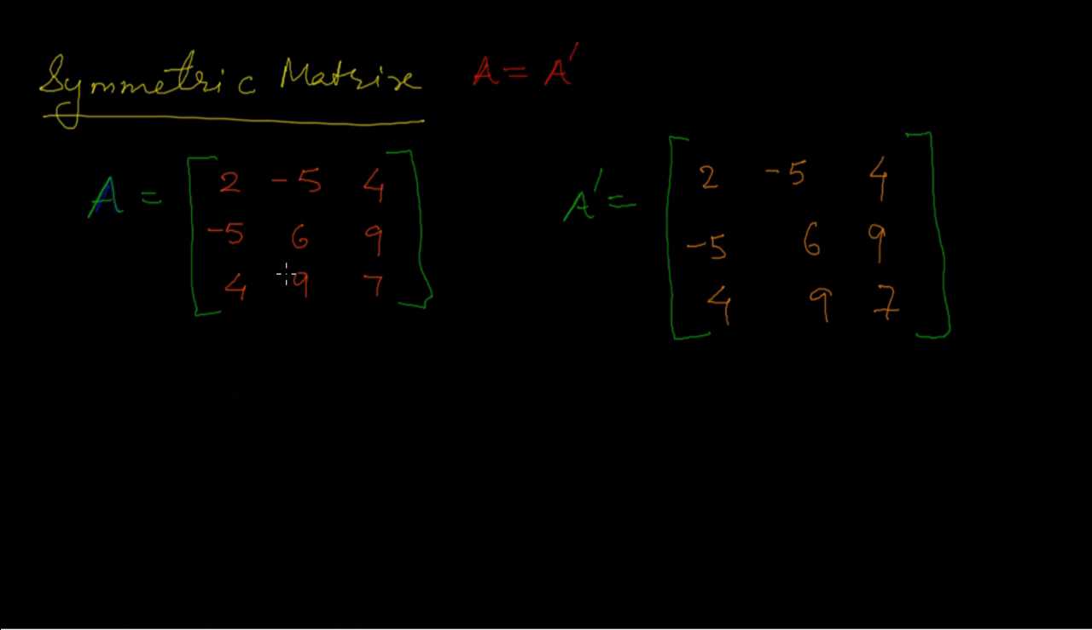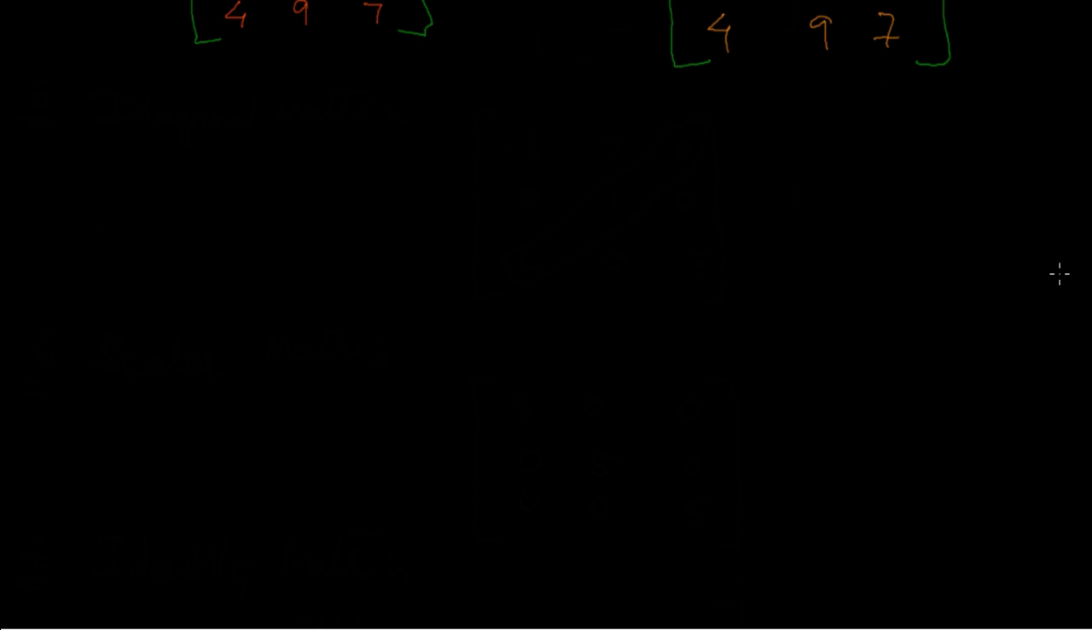So look at both matrices. Is there any difference? The first element is 2 here, the second is -5, the third is 4. In the second row, the first element is -5, the second is 6, and the third is 9. And in the third row, 4, 9, 7. Both matrices are the same, equal. So this matrix A is called a symmetric matrix. Now we see the skew symmetric matrix.